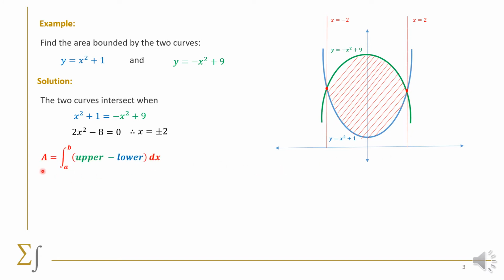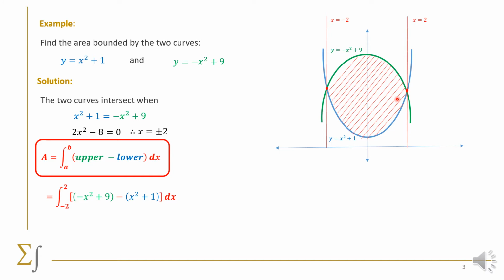Now, the area bounded by the two curves is the integral from a to b, which in our case is minus 2 to 2, of upper minus lower, integration done with respect to x. So the upper curve, as we see, is minus x squared plus 9, and the lower curve is x squared plus 1. So we put integration from minus 2 to 2 of the upper minus the lower. We do simplification and then we do integration.